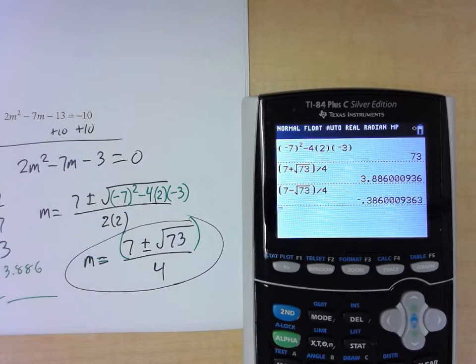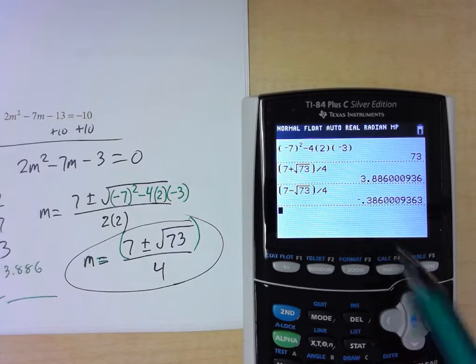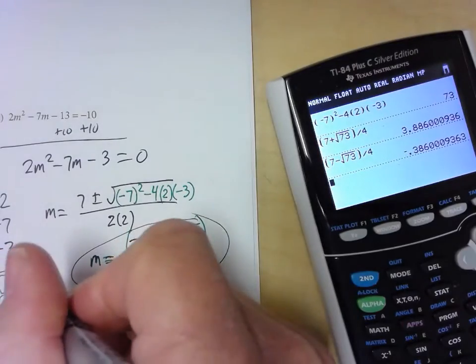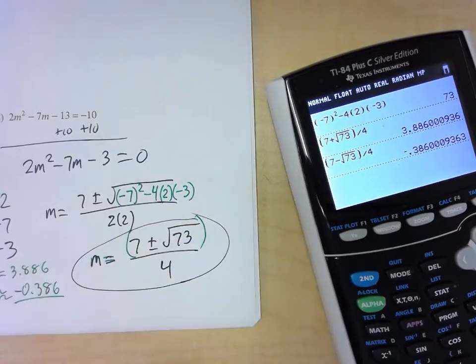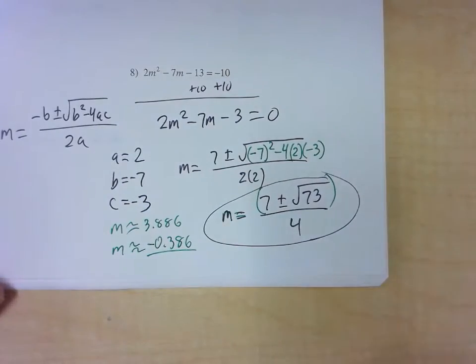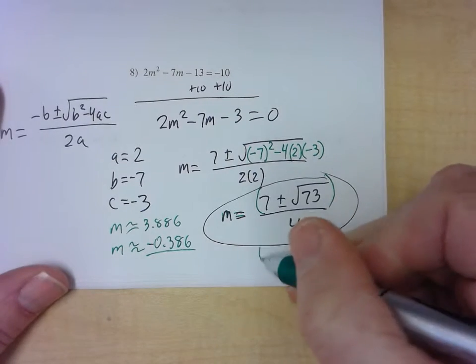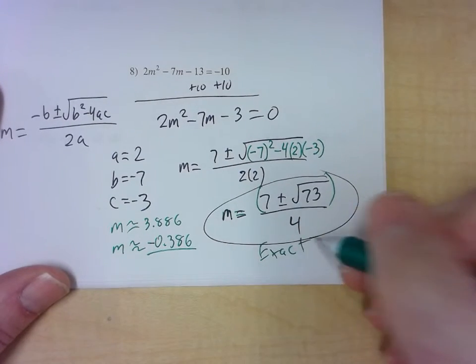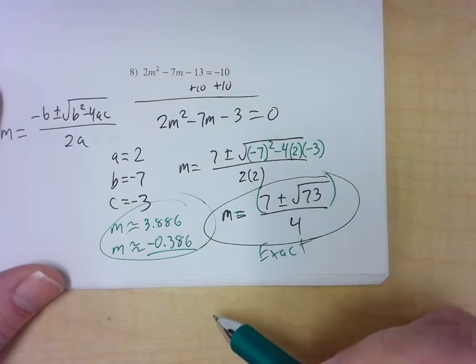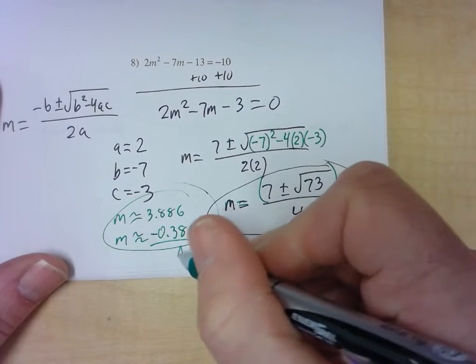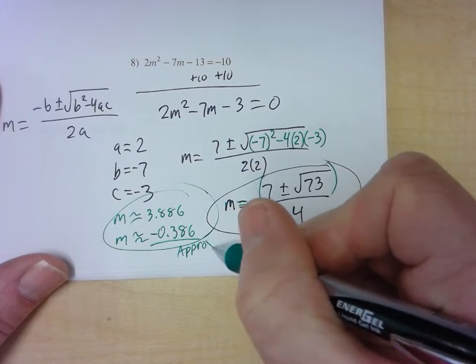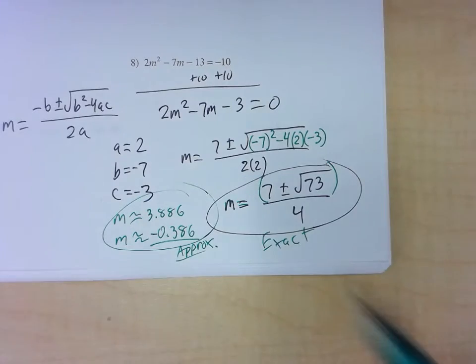And we can get a decimal approximation again. So this would be negative 0.386. All right, so that's the exact answer. And then over here are the decimal approximations. Okay, so those are the approximate answers because this involves this weird square root.